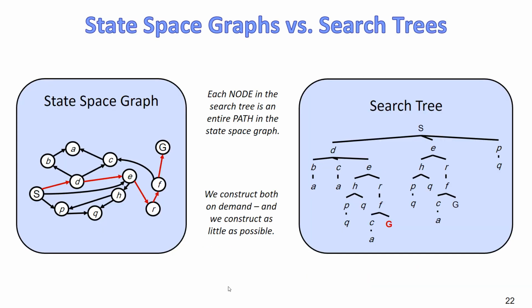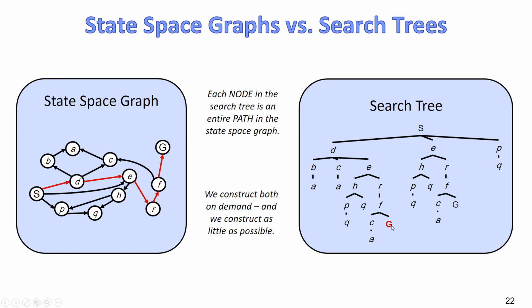Here's a comparison between the state space graph and the search tree. For the state space graph that we saw earlier, this is the entire graph, and that's a solution in that graph: S to D to E to R to F to G. That's the red path. The corresponding search tree for that graph is this one. We start with S, then the successors are the children D, E, and P. If we expand D, we will have B, C, and E. If we expand E, we'll have H and R, and so on, until we reach the goal state, which is G.